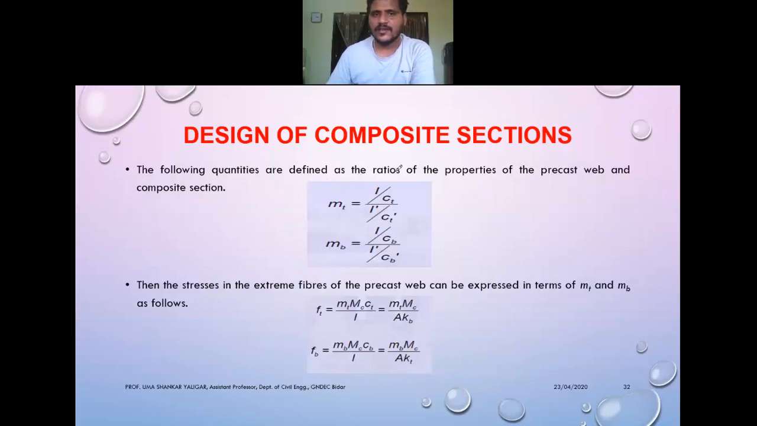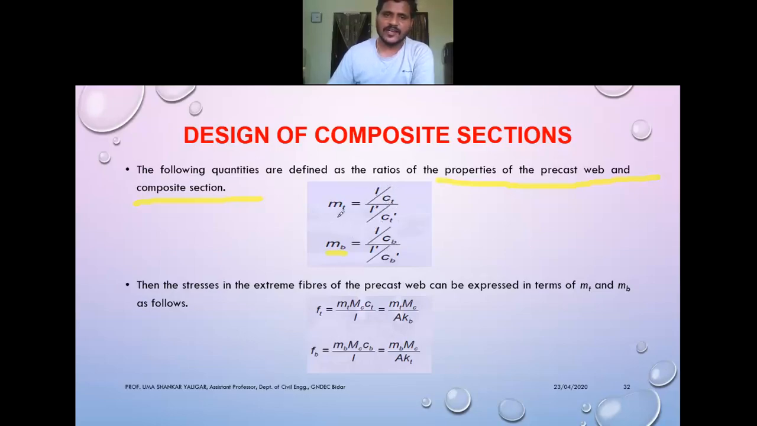Then the following quantities are defined as the ratios of properties of precast web to the composite section, to convert to equivalent moment. Here the empirical factor mt is equal to I by ct divided by I dash by ct dash. This I by ct is due to the normal section, whereas this I dash by ct dash is due to the composite section. And similarly mb is I by cb divided by I dash by cb dash, the properties of precast web to the composite section.